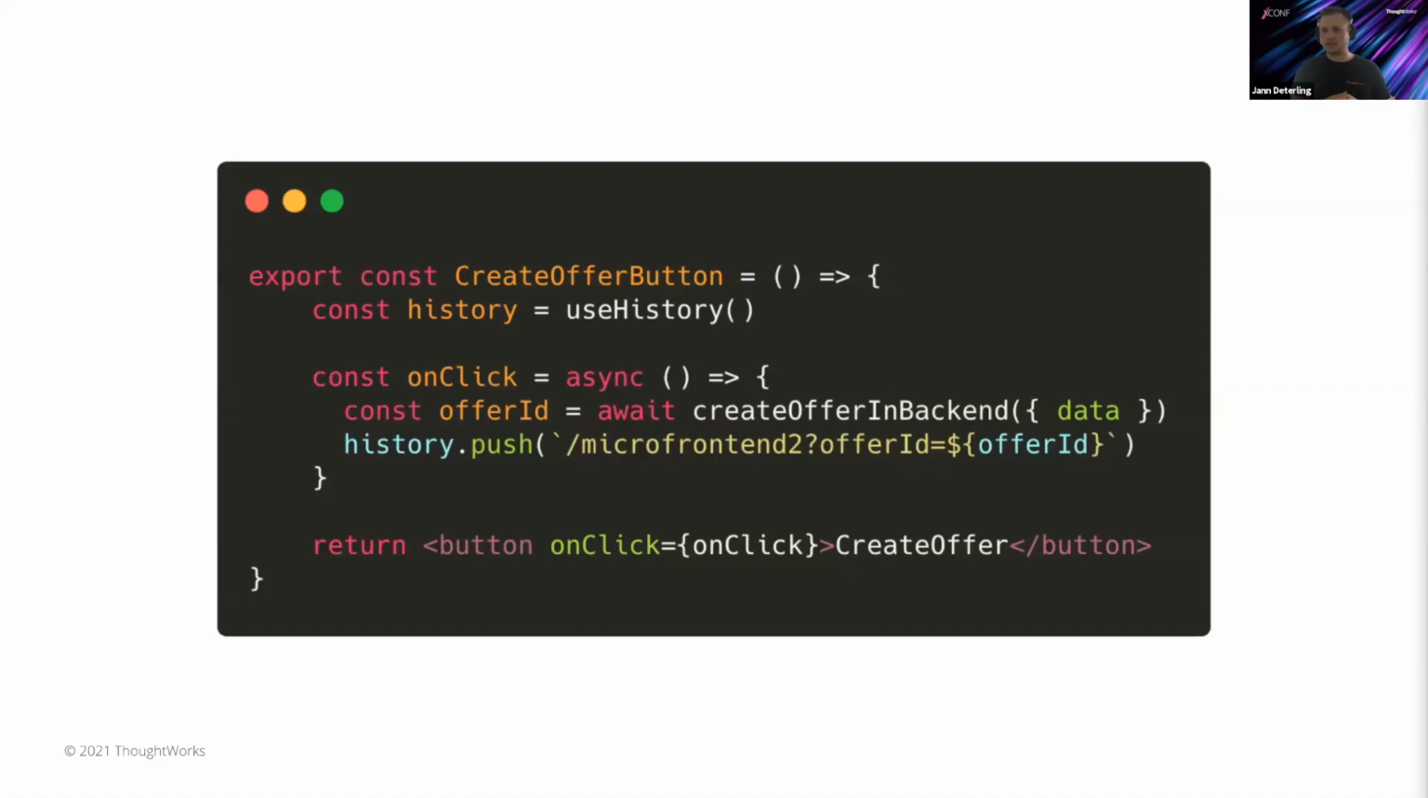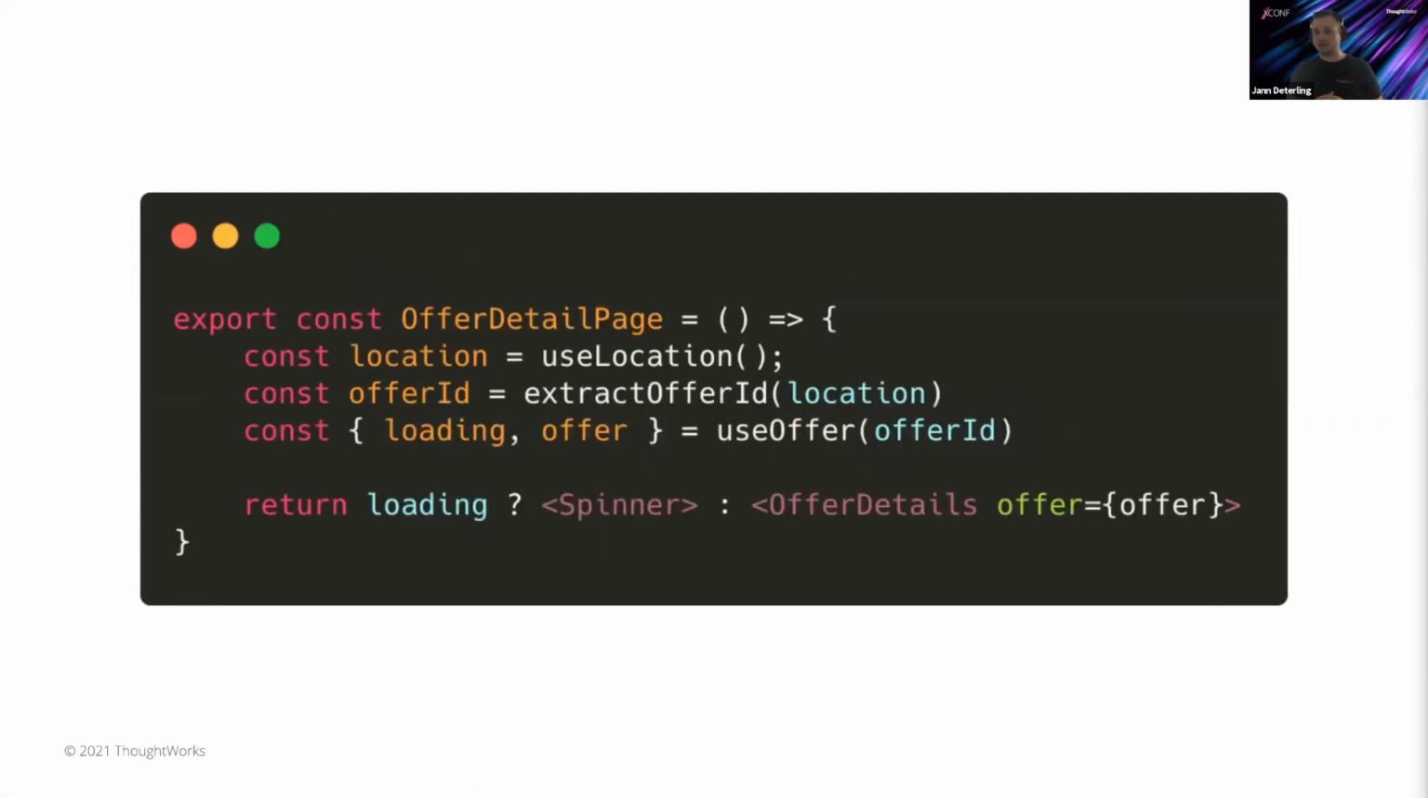Just to bring another example in here, we have a small button that will actually do what I just described. In an on-click method, it will create an offer, and then in the next line, it will push to the history. The history object in React is basically the URL, and we push there and add the offer ID as a query parameter. Whenever you click the button, it will create the offer and push you to the next micro-frontend, which can then do the exact opposite. It can read from the URL by using the location, extract the offer ID, go to the offer API again, load all the data it needs, and then display it.